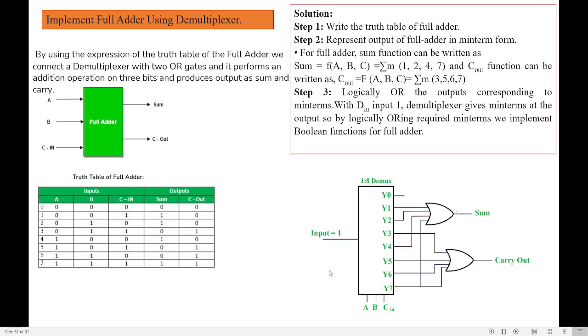Good morning, students. Let us see how to implement a full adder using a demultiplexer. Before getting into the topic, let us understand what a demultiplexer is and what a full adder is, so that we can easily implement a full adder using a demultiplexer.